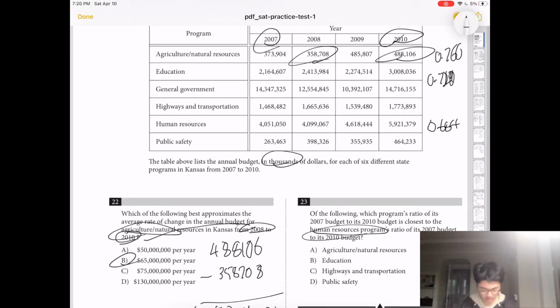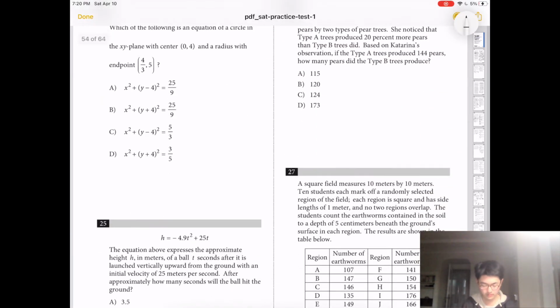Highways and transportation, 1,468,482 divided by 1,773,893, about 0.828. And public safety, 263,463 divided by 464,233, about 0.568. And education is the closest to 0.684, so the answer is B, education.